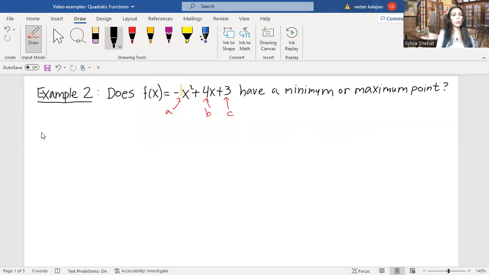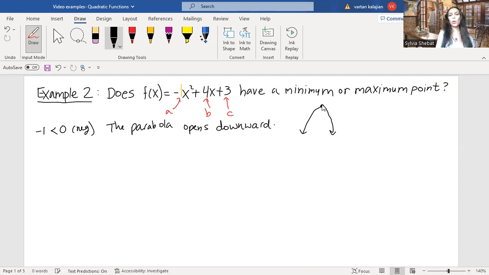So since a is -1, and -1 is a number less than 0, or in other words, it's a negative number, the parabola opens downward, just like this. So if the parabola opens downward, that means that it has a maximum point. So it is considered a maximum point.